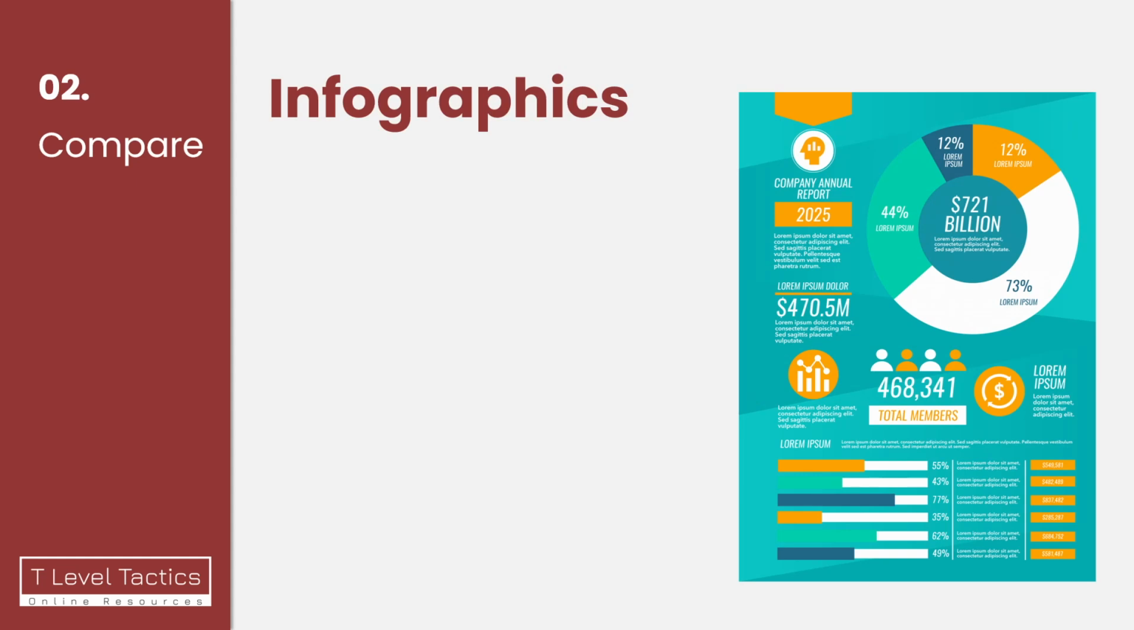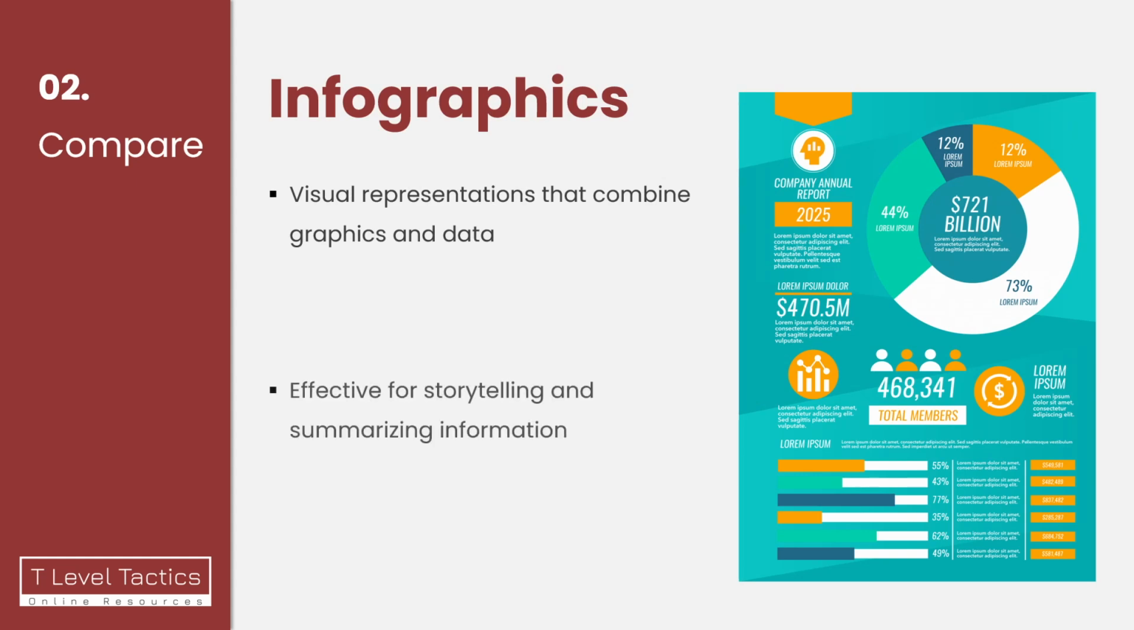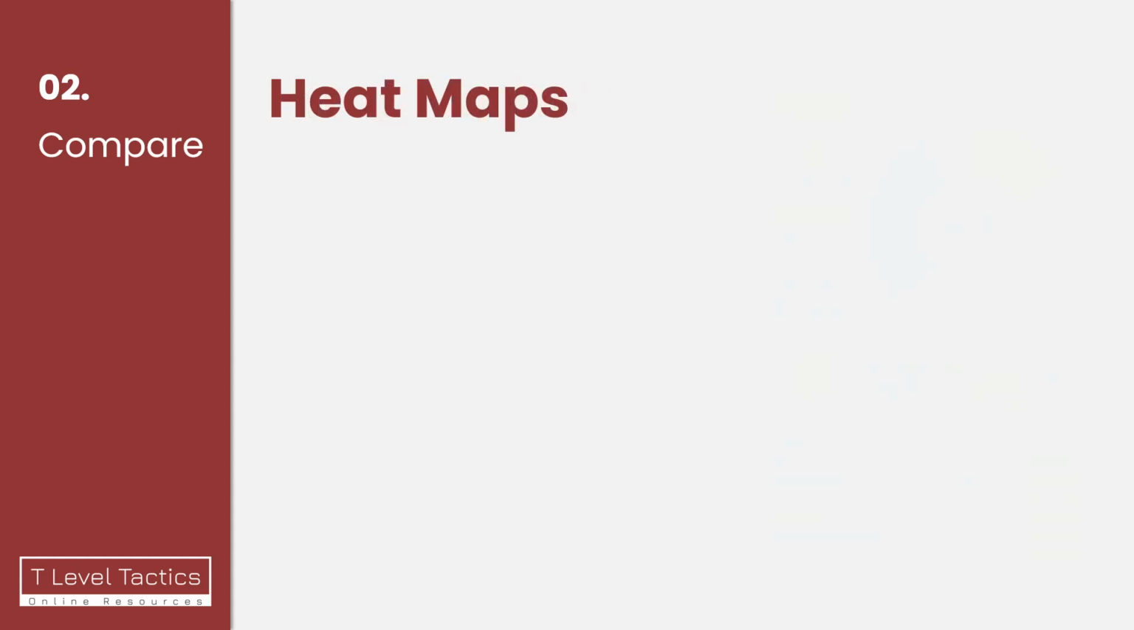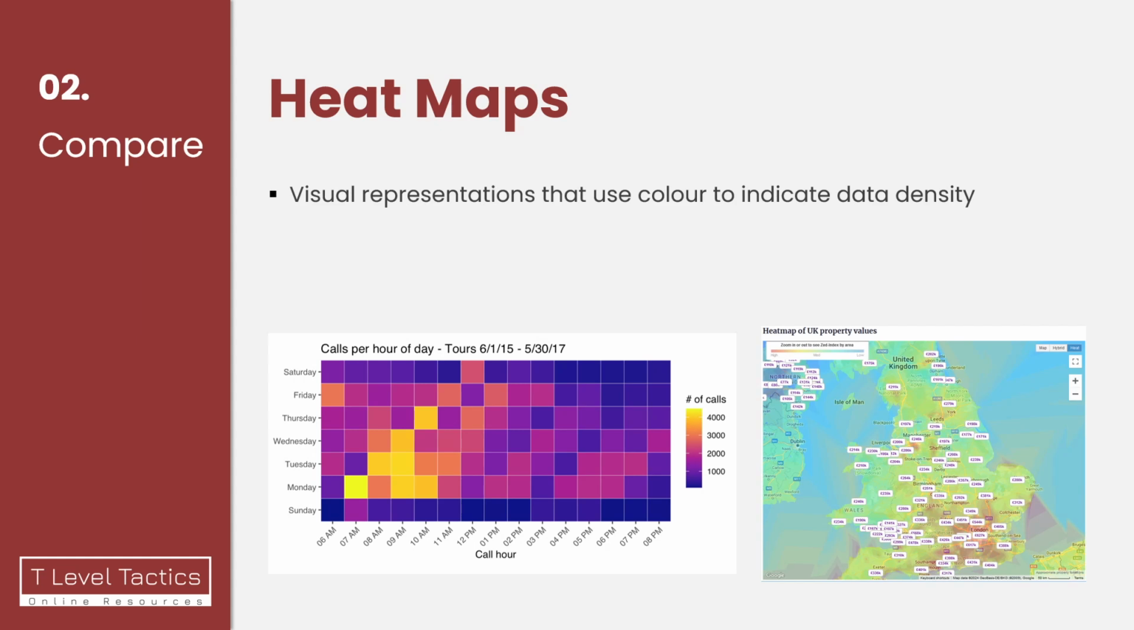We could display our data in an infographic, a visual representation that can combine different graphics and data together, which is great for storytelling and summarizing lots of information. We could use things like heat maps as well, which are visual representations that use color to indicate data density, which is fantastic for identifying patterns and trends in large data sets.